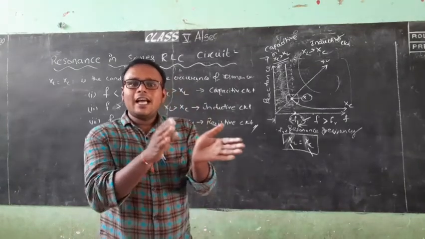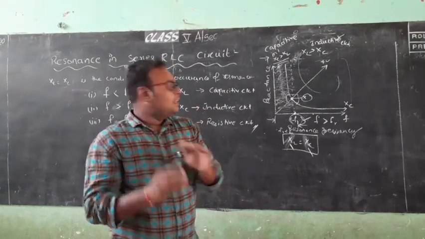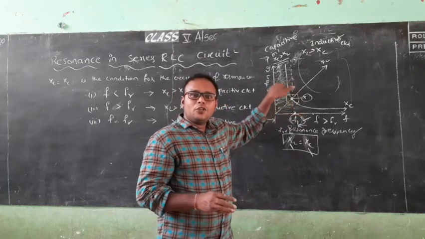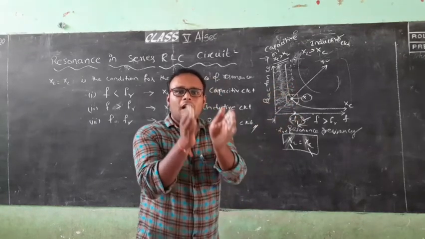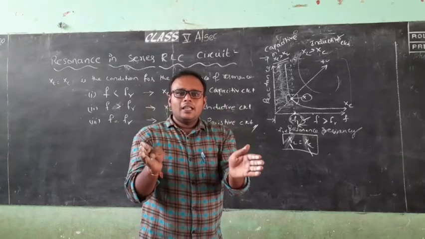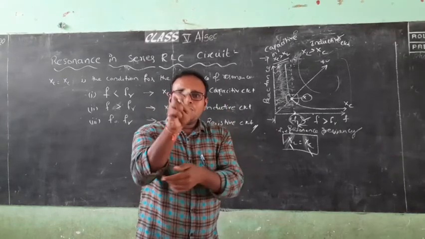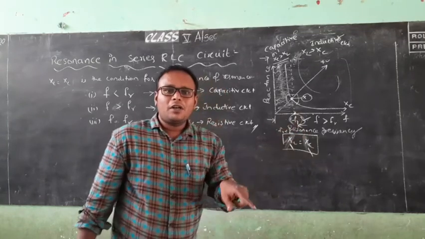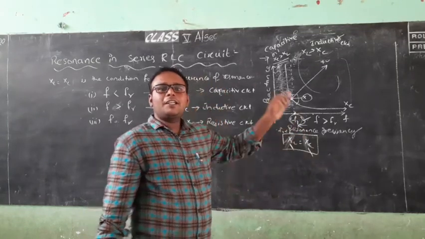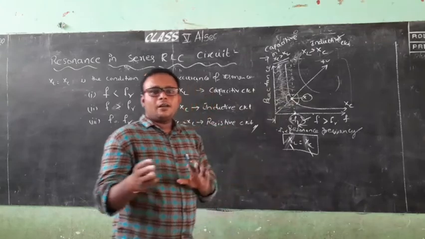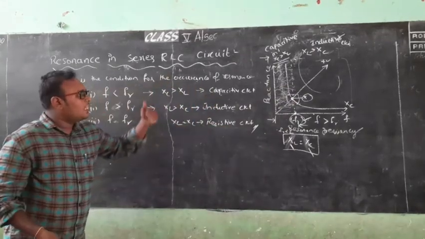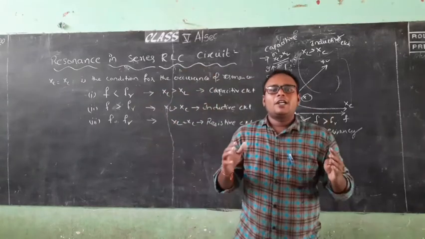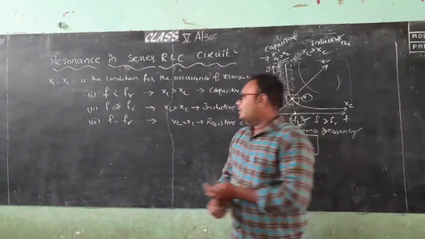When the capacitive reactance and inductive reactance are equal, only at that condition does resonance occur. At which point does that occur? At the resonant frequency point, the condition occurs. So all are clear about these frequency conditions and what series resonance is. Now we are going to find the expression for the resonance.